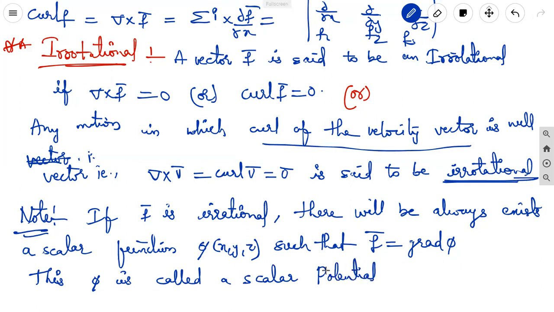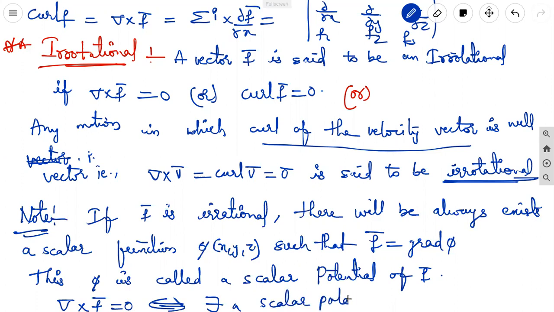A scalar potential of f vector. That is nothing but del cross f vector is equal to 0 if and only if there exists a scalar potential phi such that f vector equals del phi or grad phi.